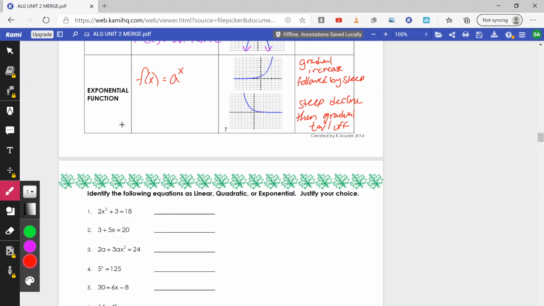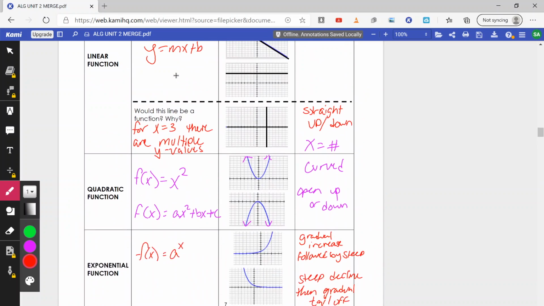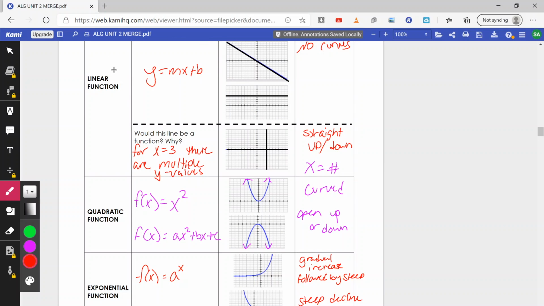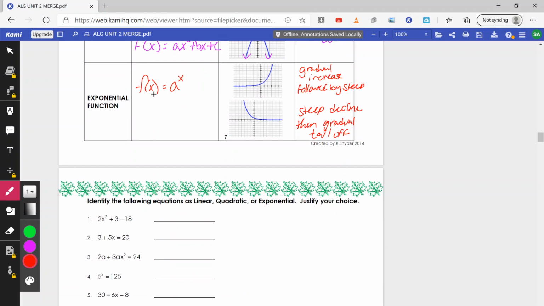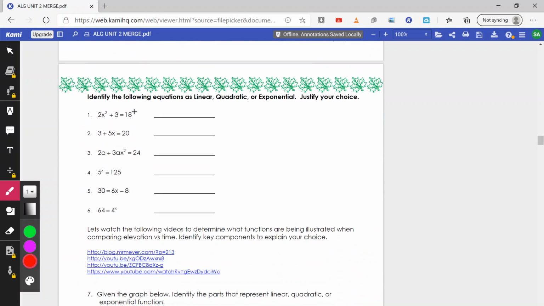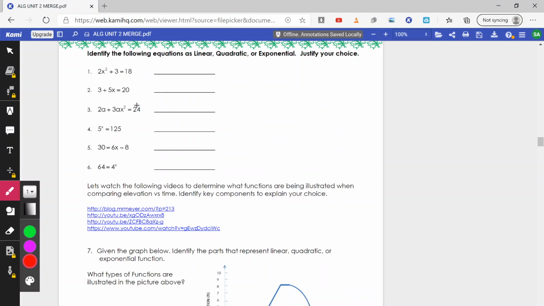So depending on what it looks like, if we have just x in our equation, we have a linear function. If we have x squared, we have a quadratic. And if x is the exponent, we have exponential. So if I were to look at these half dozen examples, the first one, 2x squared plus 3 equals 18.